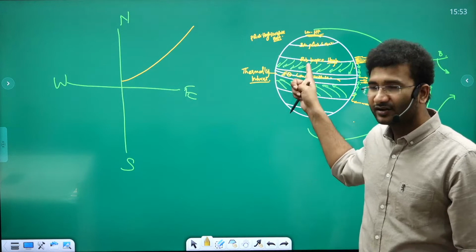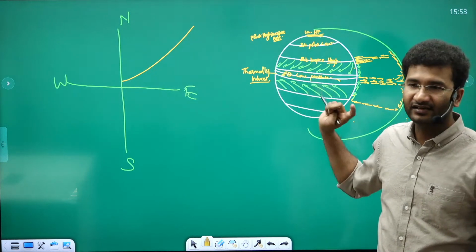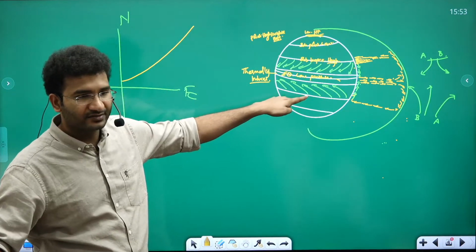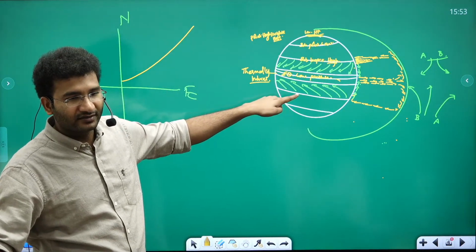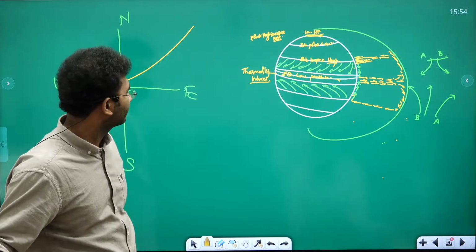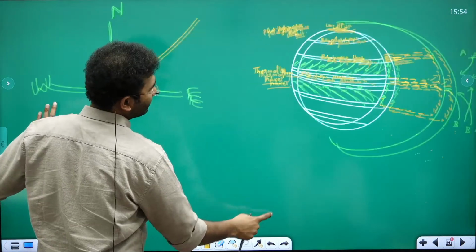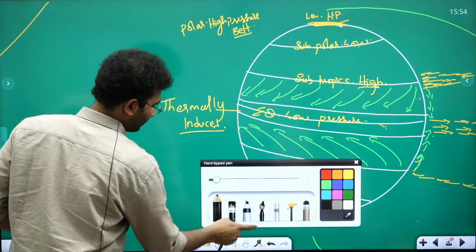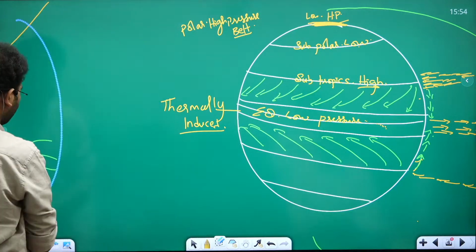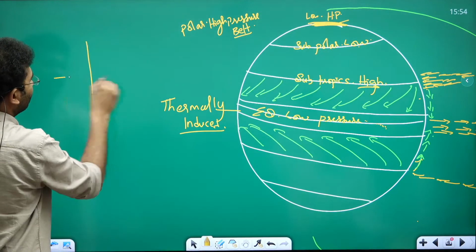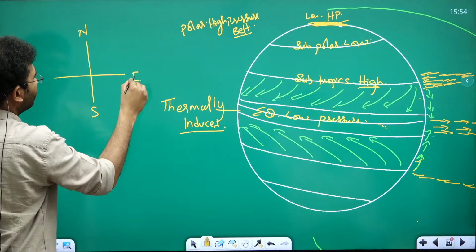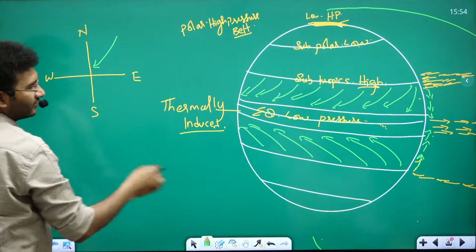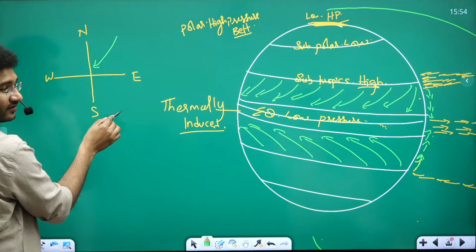So these are called northeasterlies. Okay? They are called northeasterlies. Then what is the direction of these winds? Southeasterlies or southwesterlies? Check this. Suppose this is north, south, east, and west. The direction of this is northeasterlies. What is this direction? Yes?